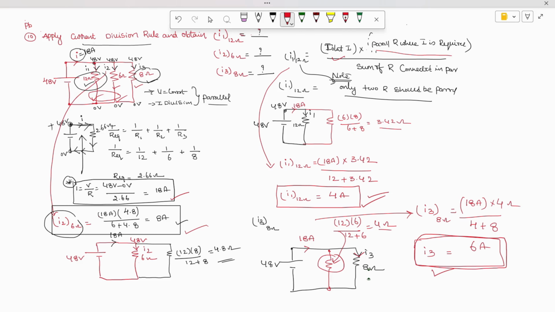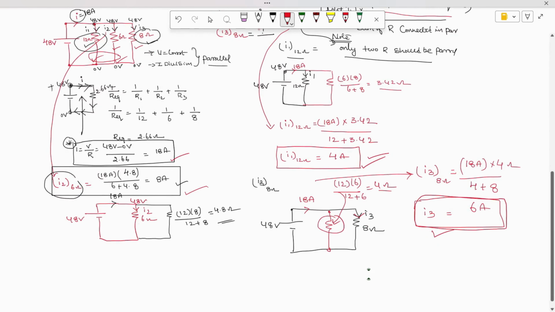To cross check, we are going to apply Kirchhoff's current law at the node shown here. What is the entering current? 18 amperes current is entering. What are the leaving currents? I1, I2, I3 are the leaving currents. I1 plus I2 plus I3.